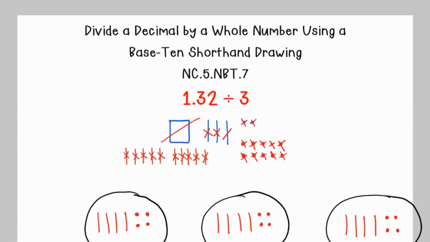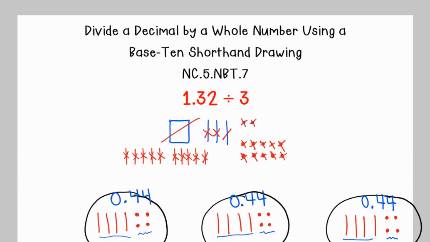And now that we have evenly distributed the 1 and 32 hundredths among the 3 groups, we just need to go back and determine our quotient by counting how much is in each group. So I can see that in each group there are 4 tenths and 4 hundredths. That's true for each of these 3 groups. So we have distributed that equally. And I know that 4 tenths and 4 hundredths gives me 44 hundredths. So I see that I have 44 hundredths in each of these 3 groups.